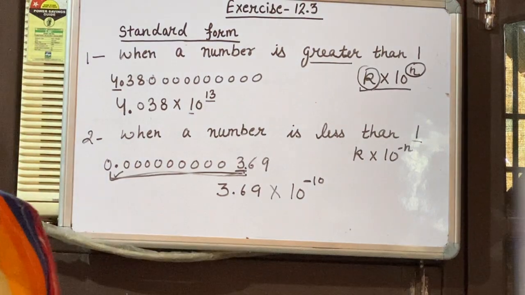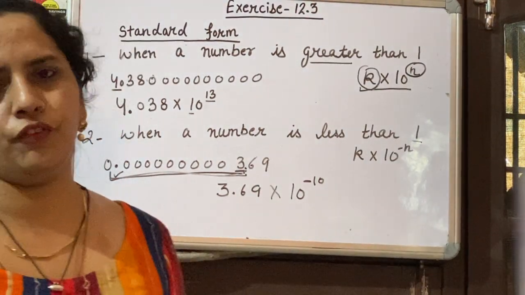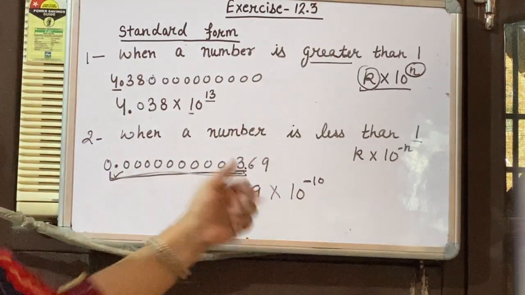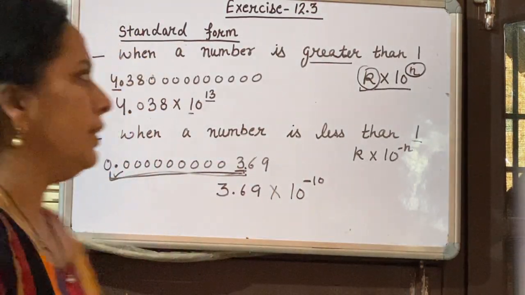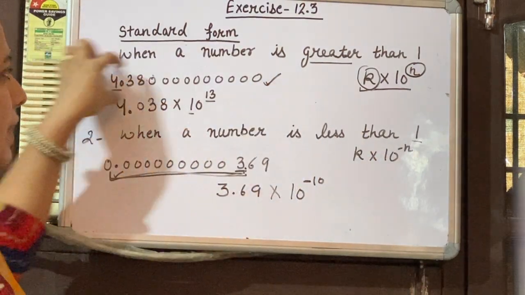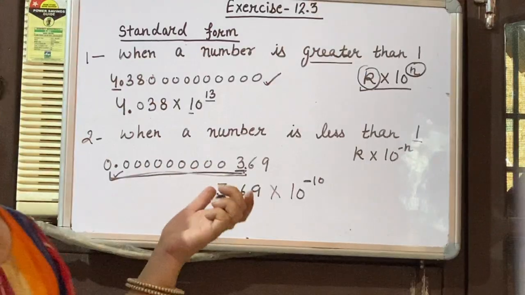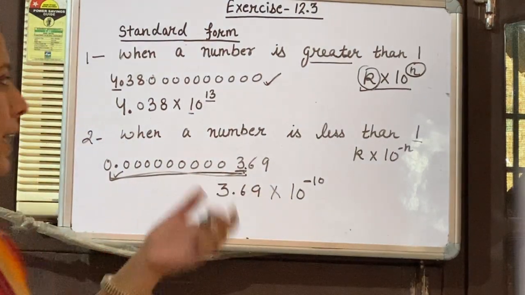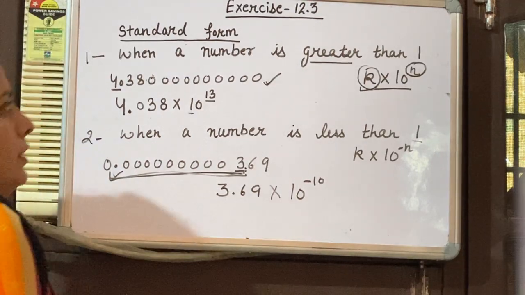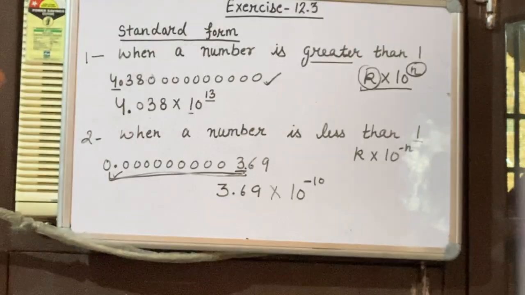These are the main two types of our standard form. First is when a number is greater than 1, and second is when a number is less than 1. This is the simple form. This is called usual form. When a number is written in the simple form, it is called usual form, and the second form is called standard form. Now let's start to do the examples of this exercise.